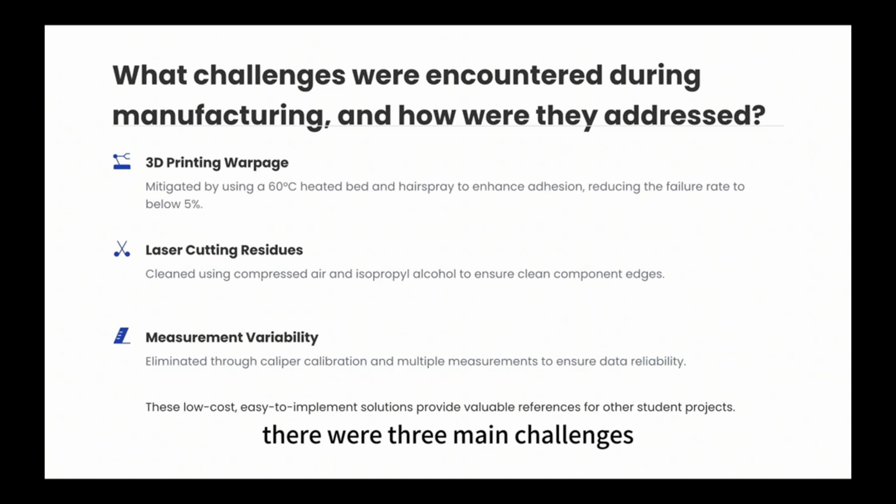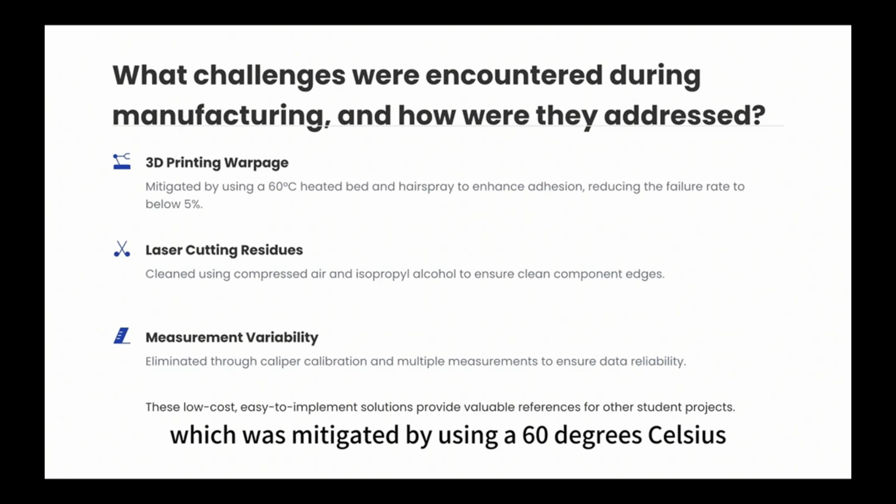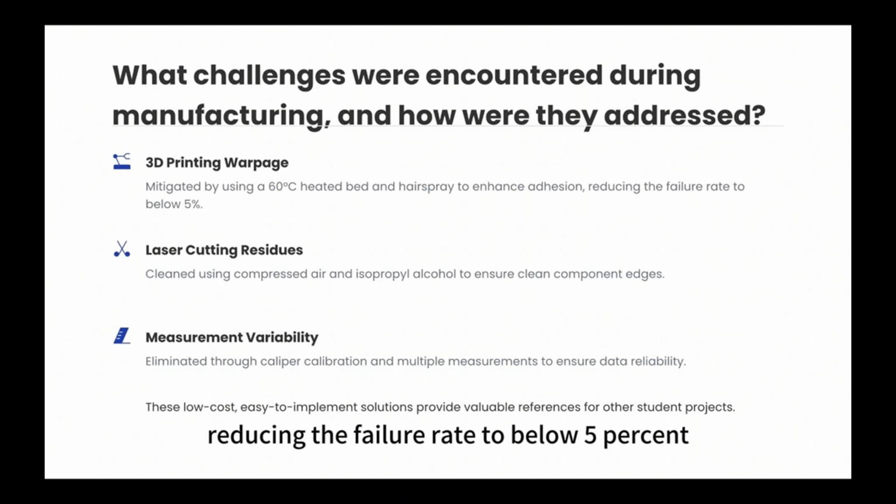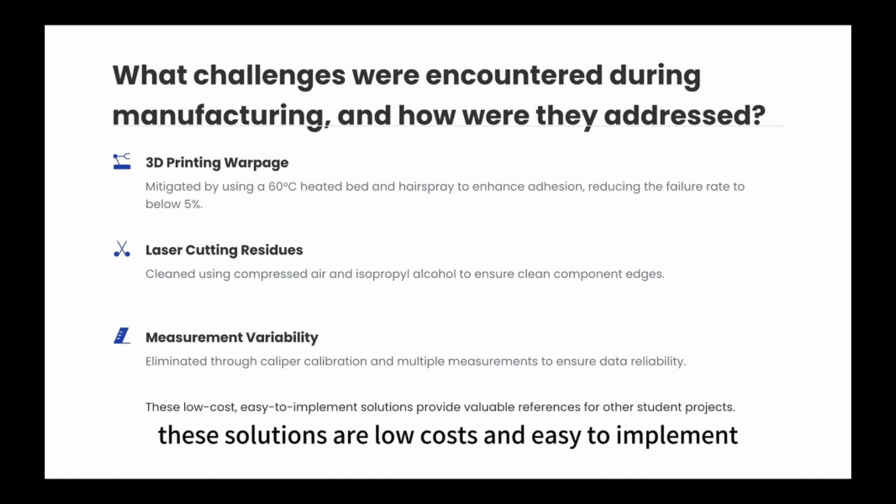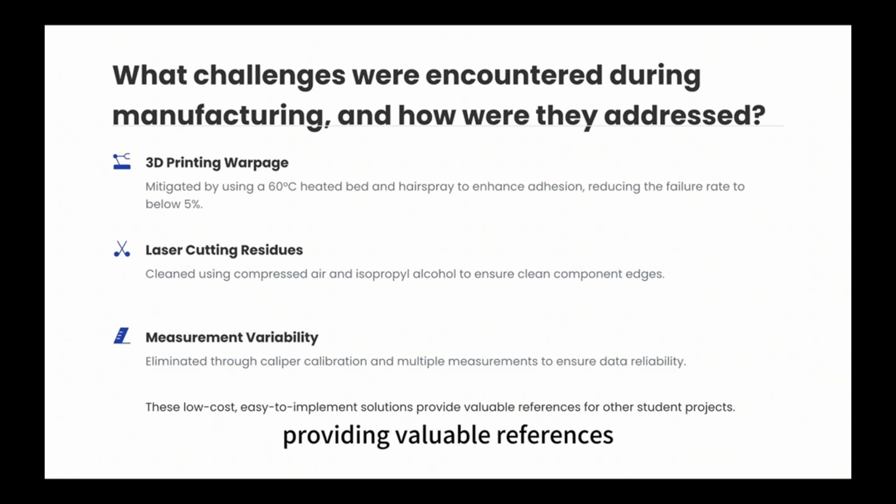There were three main challenges: 3D printing warpage, which was mitigated by using a 60 degrees Celsius heated bed and hairspray to enhance adhesion, reducing the failure rate to below 5%. Laser cutting residues, which were cleaned using compressed air and isopropyl alcohol to ensure clean component edges. And measurement variability, which was eliminated through calibration and multiple measurements to ensure data reliability. These solutions are low cost and easy to implement, providing valuable references for other student projects.